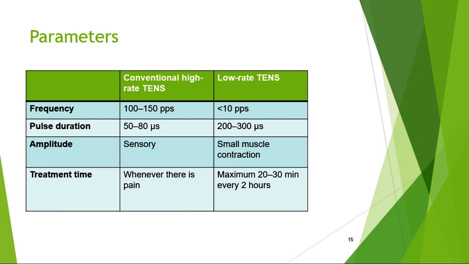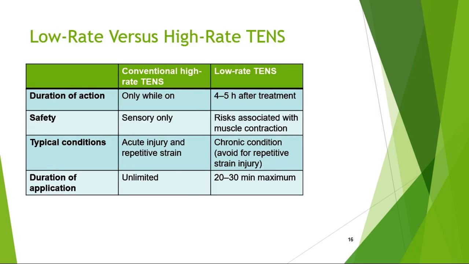We've already gone through these parameters. This is comparing the duration, the safety, the typical conditions that you're going to use it for, and the duration of application. A lot of times, where I've had success in the clinic with low rate TENS is when people come in with headaches. They've already been screened to know that it's not a brain tumor or something that they need to be referred out for, but they just have an intractable headache or an intolerable headache that day, and I've had good results with low rate TENS.